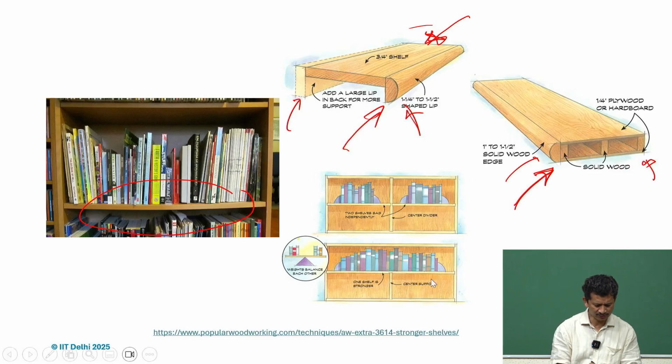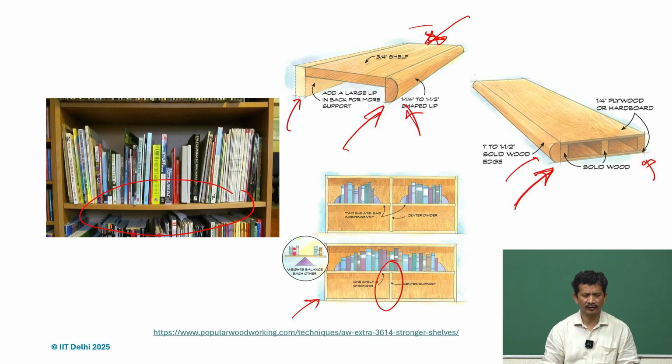At the same time, you also realize that even putting this kind of support at the center can eliminate any kind of sagging, or even doing partitioning. So, there are various methods, and I think this is what we are going to learn in this course: how to stiffen the structure if there is a need to make it stiff or make it robust.